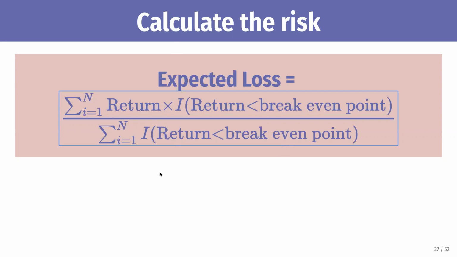So in English words, as opposed to this math equation, all this is doing is taking all of that mass to the left side of your loss point, which in our case is 0, and taking the average value in that setting. So you're going to sum up your returns times the indicator that you don't break even, or that you make $0 or less. And then you sum up the total number of times that you make less than that.